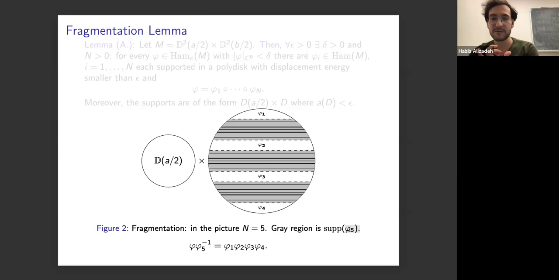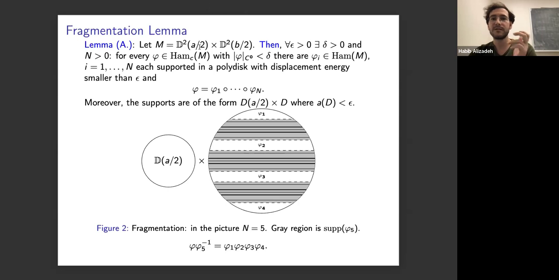And what does this psi 5 do? It extends the map phi on these small strips like this. This is the small one, and then this one, and the other one. And it's actually supported in these gray areas. And then, of course, if I just compose phi with phi 5 inverse, it will immediately and automatically decompose into phi 1, phi 2, phi 3, and phi 4, each of which is supported in these white strips. And then I immediately get my fragmentation.